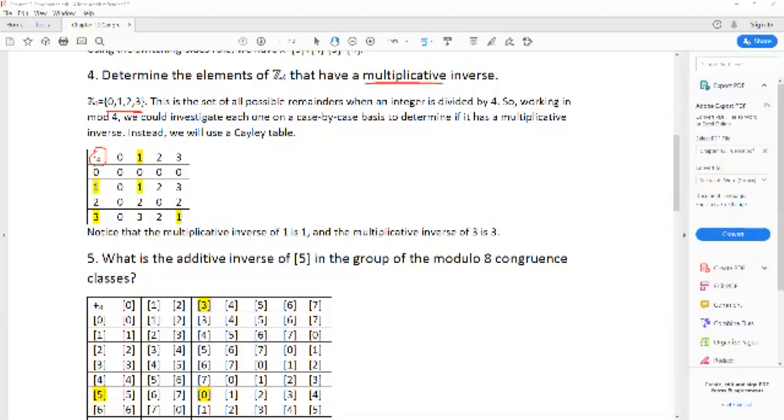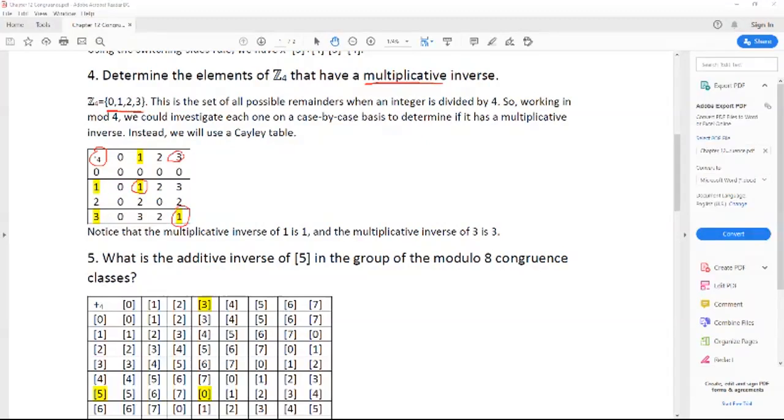I chose to use a Cayley table. And as you can see, 1 times 1 is 1, which is the identity. And also 3 times 3 gives you 1, which is the identity element. So the inverse of 1 would be 1, and the inverse of 3 would be 3. So 1 and 3 both have multiplicative inverses.